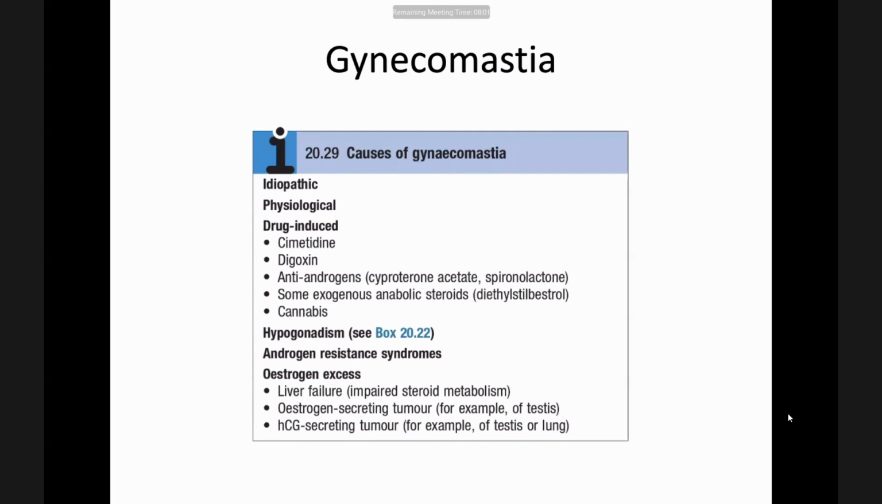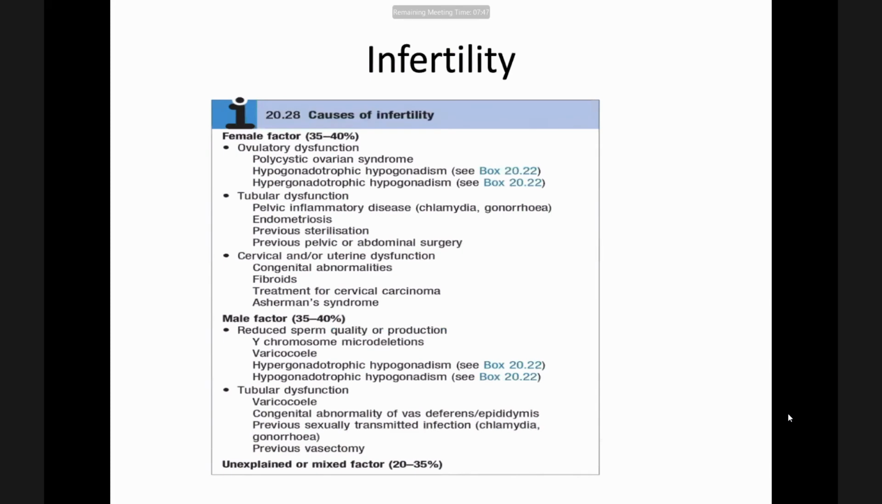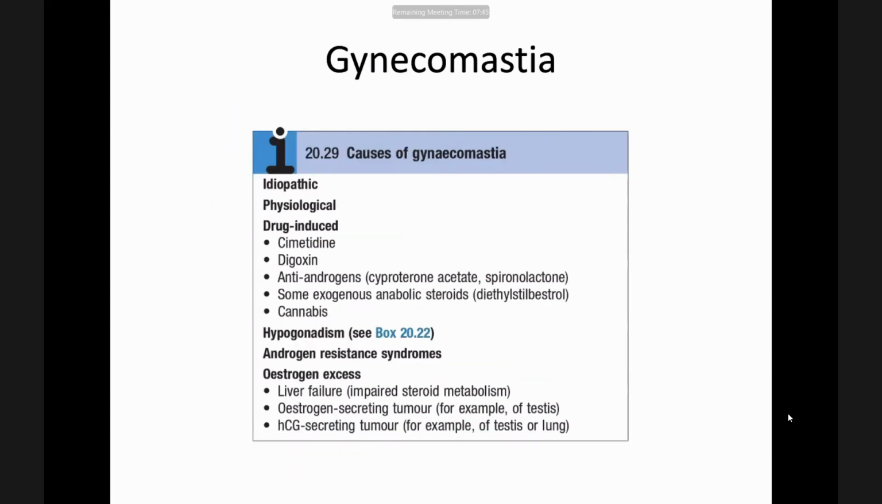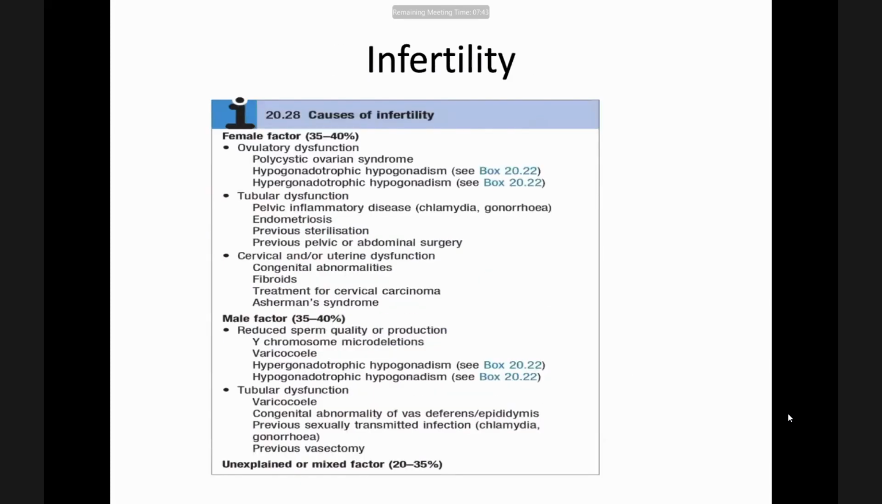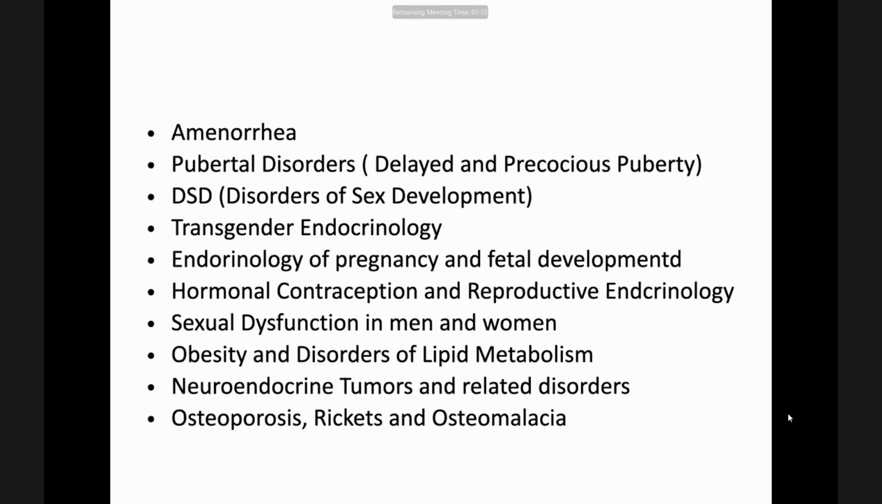So other diseases like gynecomastia, please go through this. Gynecomastia may have a lot of causes, that is hypogonadism, androgen resistance syndromes, estrogen excess, drug induced like cimetidine, digoxin, spironolactone. So go for gynecomastia. There are also the causes of infertility, this is a part of Davidson. You do not need this much, just you need to know something about the causes of infertility.